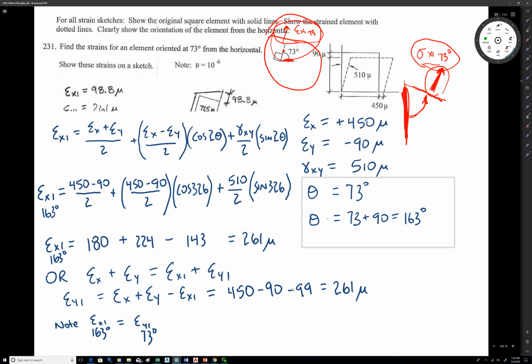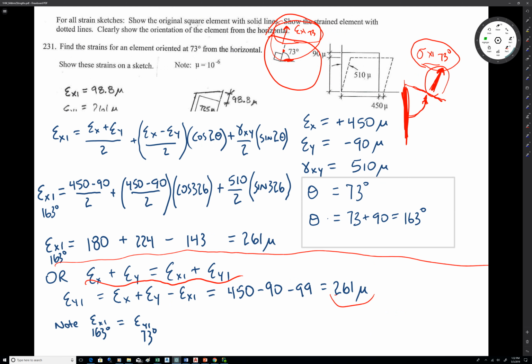So you can just run the whole equation a second time. And you'll get 261 times 10 to the minus 6. Now, there's also a shortcut formula, just like there is for stress and biaxial. There's one for strain. Same deal. So you could get that answer quicker by using this formula down here. You could do it either way, all right? So that'll get you the normal strains on that element, one at 73 degrees and the other 90 degrees off of that at 163.